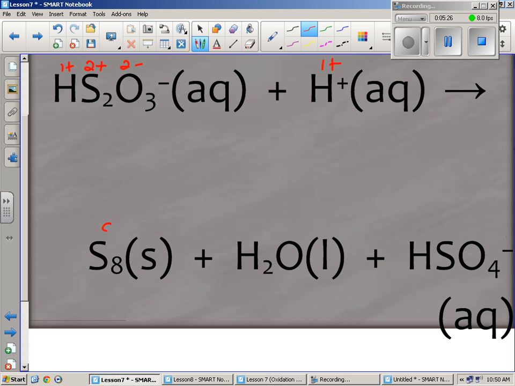S8, element by itself, 0. Water is always nice: 2 minus, 1 plus, of course, 0 altogether. And then over here we got a 2 minus and a 1 plus. And let's see, that's 8 minus for oxygen, and a 1 plus, that's 7 minus. And so therefore this sulfur has to be a what? 6 plus? Yes?